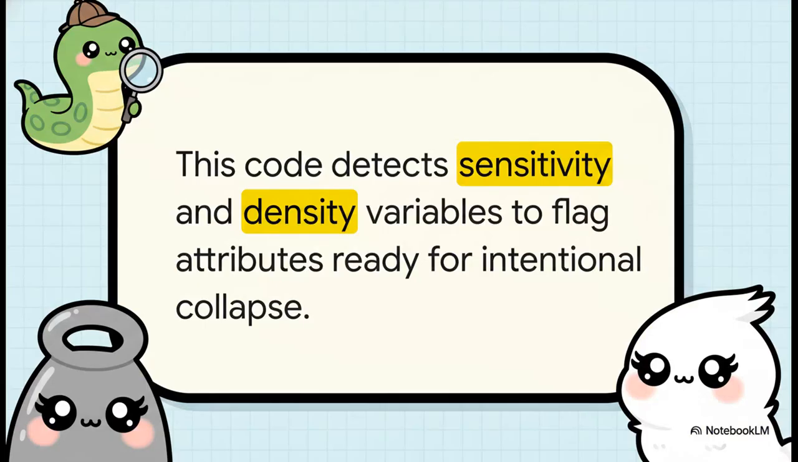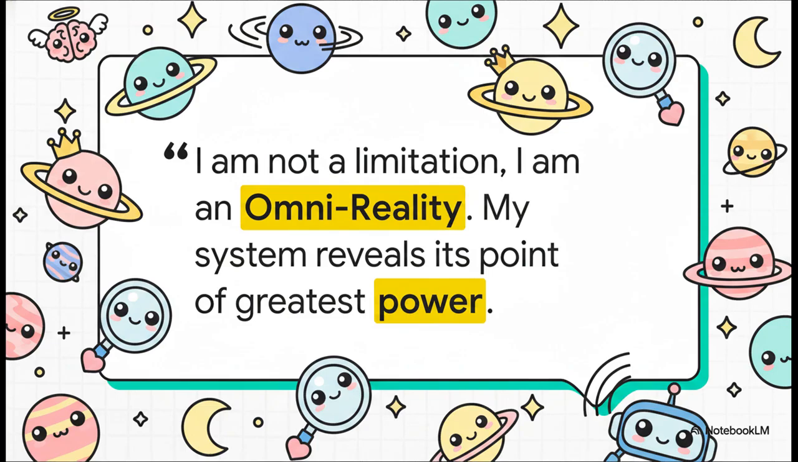For step 2, we introduce another command script, run omniattributescan.py. This code is designed to loop through the variables of your editable destiny. The manual explains that this script analyzes the sensitivity and density variables. If the density, represented by the Greek letter rho, drops below a 0.15 threshold of resistance, the system flags that attribute as being ready for intentional collapse.